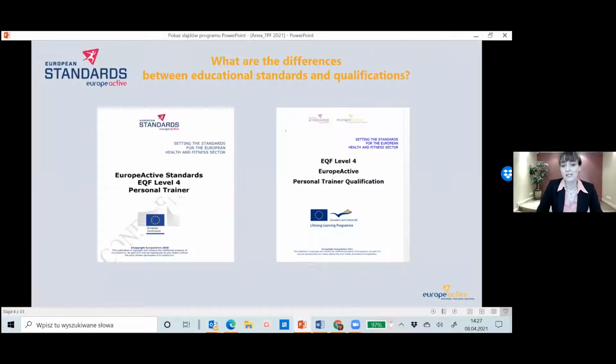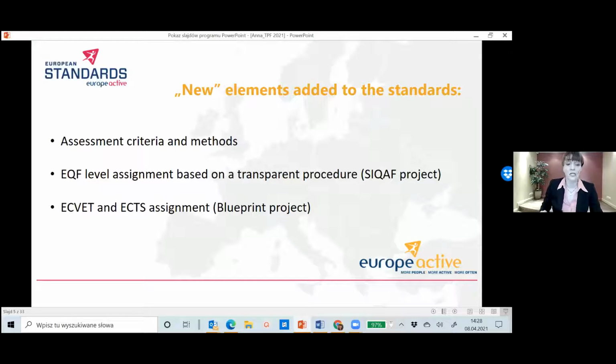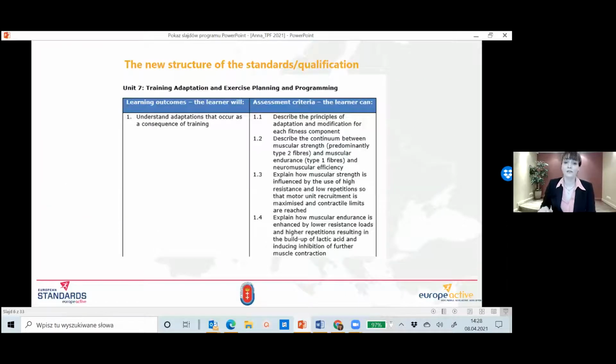So the documents look very similar, but new elements will be added, like assessment criteria and methods, EQF level assignment, but based on a transparent procedure. And here we will use EQF project outcomes, and also the educational credit assignment. We will use ECVET and ECTS credits, and here we will use the outcomes of Blueprint project. So Julian has already presented the new structure of qualification, and we have learning outcomes, we have assessment criteria, and owing to that, we really know how to check if someone has achieved the indicated knowledge, skills, and competences.